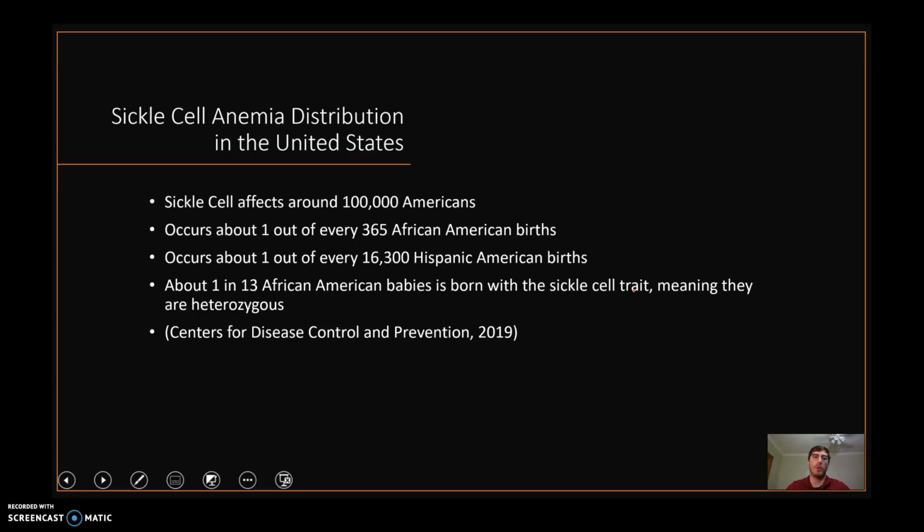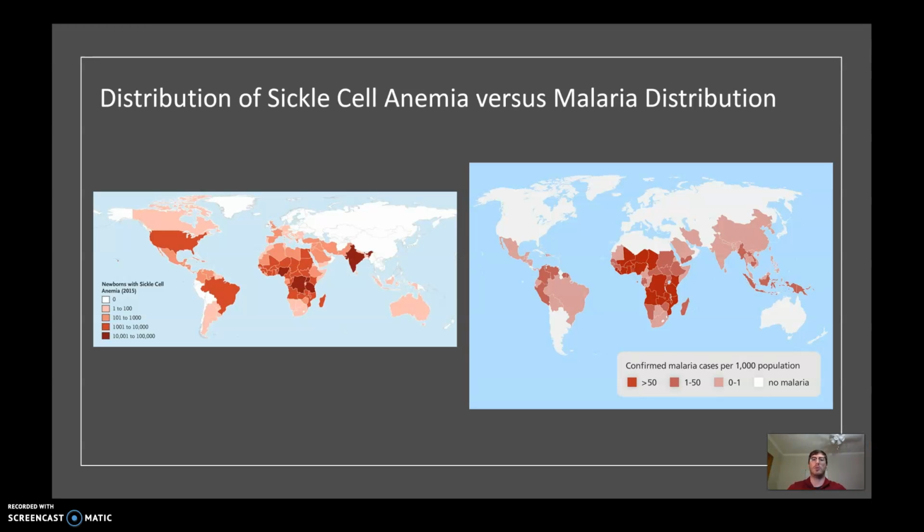So before we get in, I want to talk about the sickle cell anemia distribution in the United States. I found that sickle cell is actually more distributed in African Americans and Hispanic Americans than the general population. And as a genetic disease, I thought that this was pretty interesting, as there could be an evolutionary component to this. After further reading, I saw that there's actually a distribution of sickle cell anemia and malaria that's pretty similar.